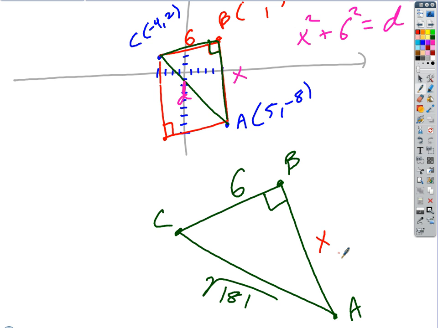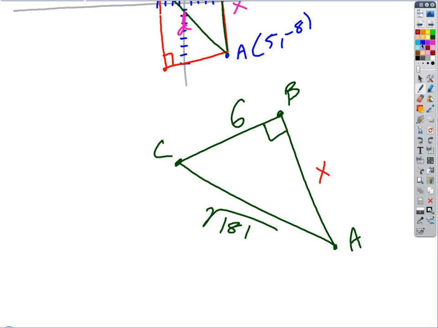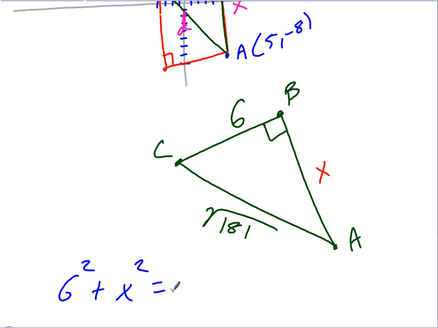So what does the Pythagorean theorem tell us then? What squared plus what squared equals what squared? 6 squared plus x squared. Ah, good, equals the square root of 181 squared. The hypotenuse is always the side, the big side, that's opposite the right angle. So that's the one that's by itself, right? Okay, so we end up with the equation then. 6 squared plus x squared equals the square root of 181 squared. What did that cancel? Ah, good, good.